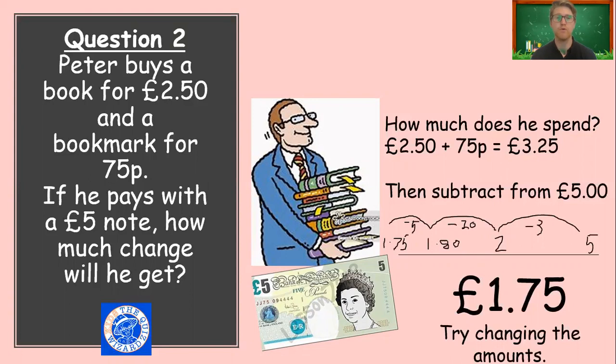So he's bought the book and the bookmark. So £2.50 adds 75 pence gives you £3.25. And then you need to subtract that from £5. So start with £5, take away the £3 gives you £2. Take away the 20 pence, gives you £1.80. Take away the 5 pence, gives you £1.75.